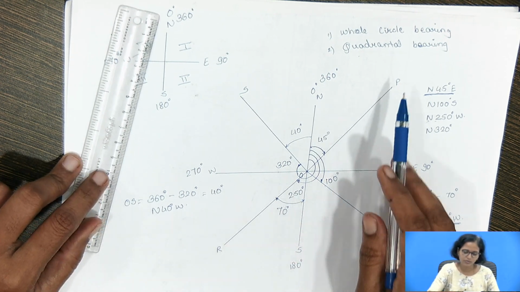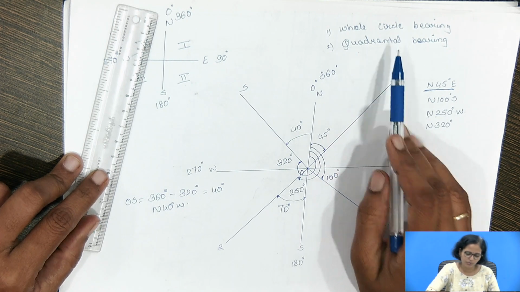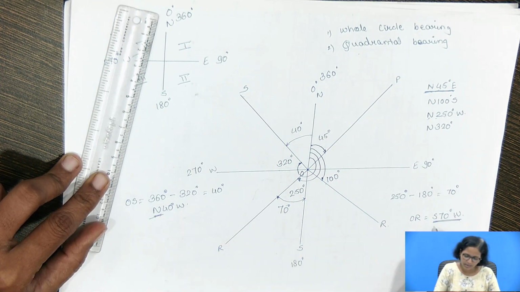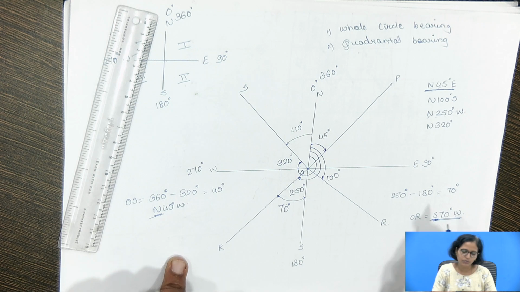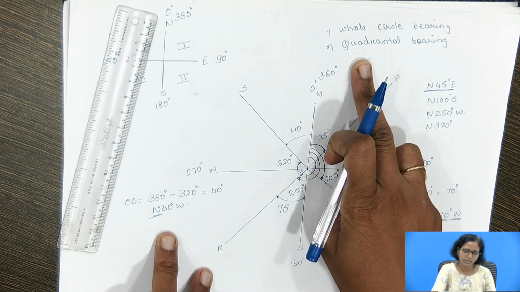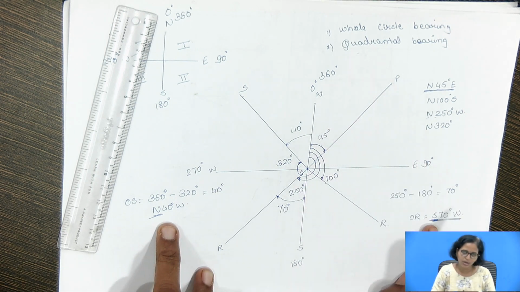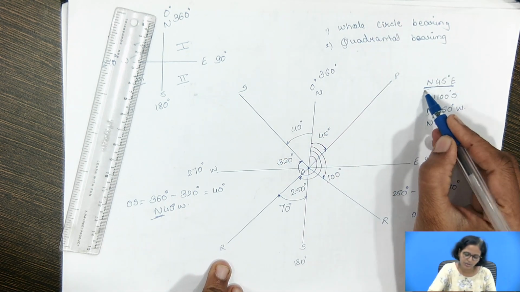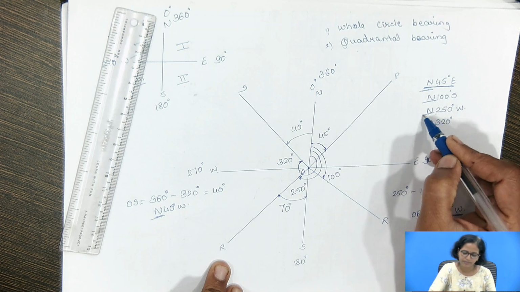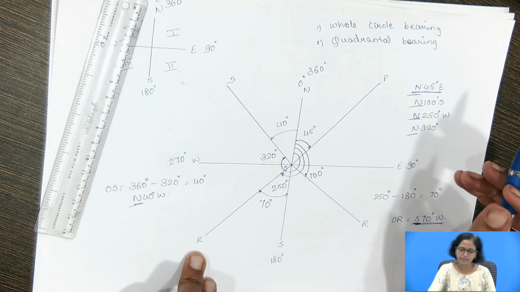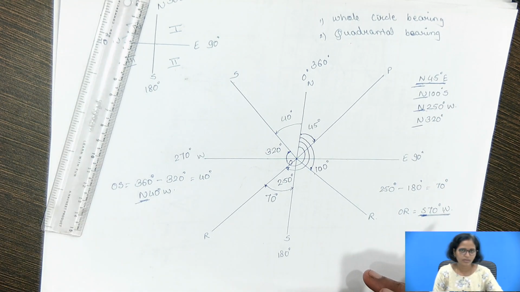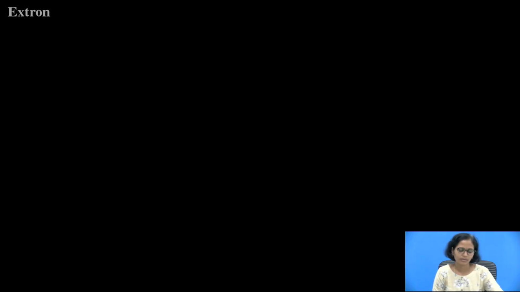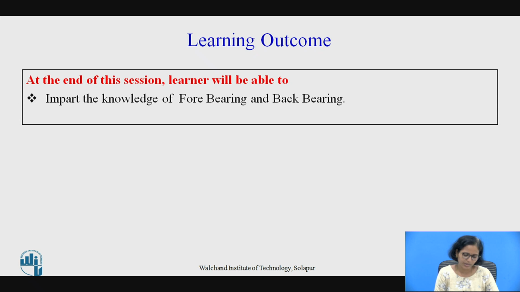So this is the difference between the whole circle bearing and the quadrantal bearing. In the quadrantal bearing, the angles will be measured with respect to north or south. You can see here is north and here is south. Whereas in the whole circle bearing, the angles are always measured with respect to north only. So I have just tried to explain this by giving an example.